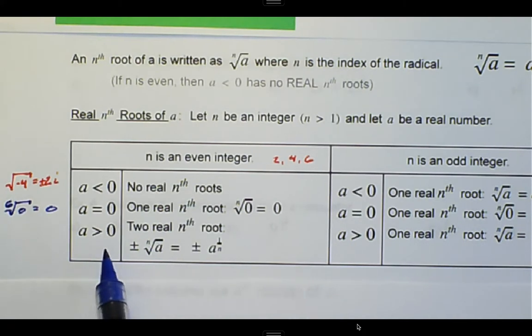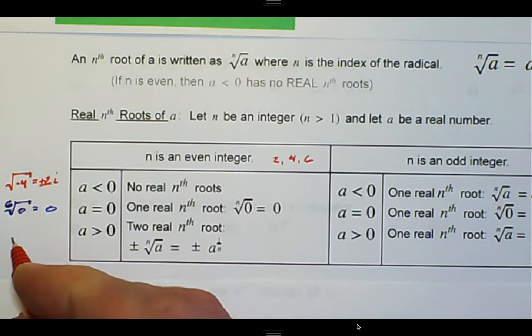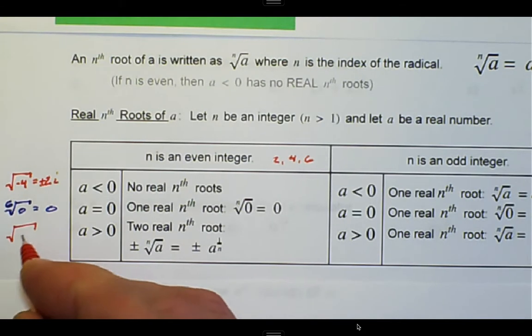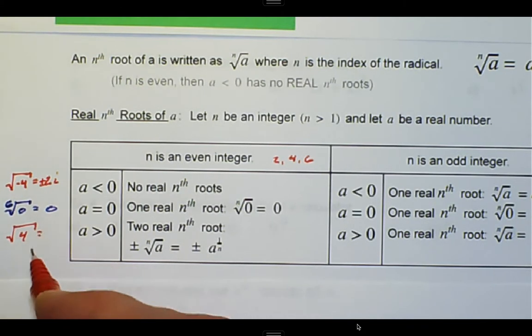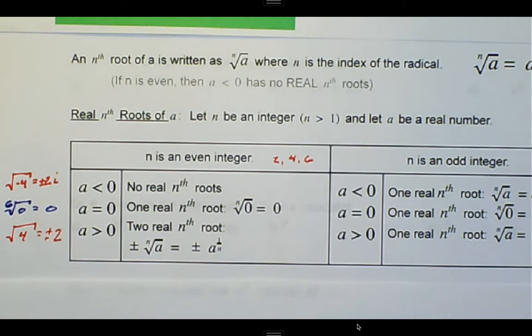If A is greater than or equal to 0, then we're going to have two roots. So it's going to be plus or minus A to the 1 over n. So we can use our first example. If we take the square root of 4, we know the square root of 4, we could have plus or minus 2.